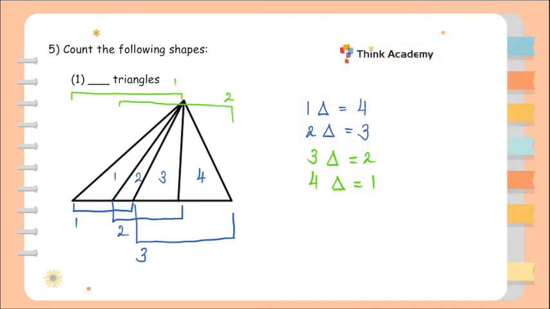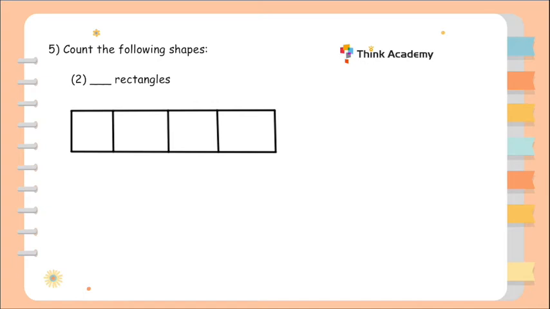Okay, now I want to count the total. Counting the total, we have 4 plus 3 plus 2 plus 1. And that gives us 10 triangles. Okay, so we have our answer for the triangles. And why don't we move on to our second shape, which is the rectangles. Over here on the rectangles, I can start with a group of 1, right? So 1 rectangle.